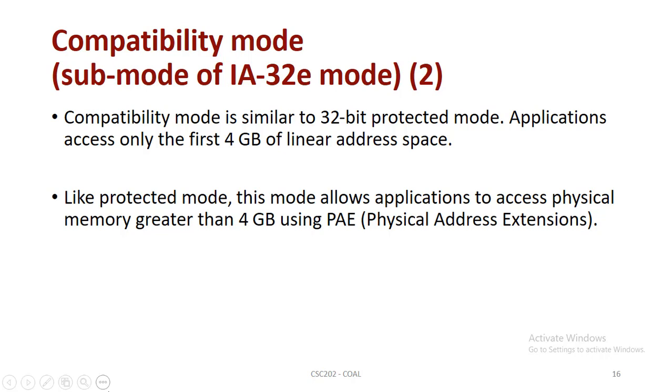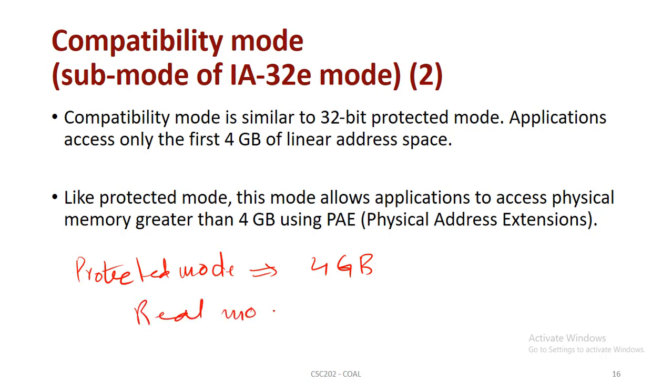One thing I think I did not discuss during protected mode: generally in protected mode, you usually have access to 4 GB of memory. Remember, in real mode you could have access to only 1 MB, and in protected mode you have 4 GB, and you can even go beyond that 4 GB limit as well.